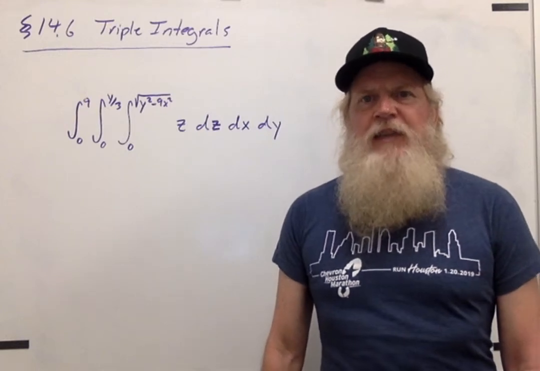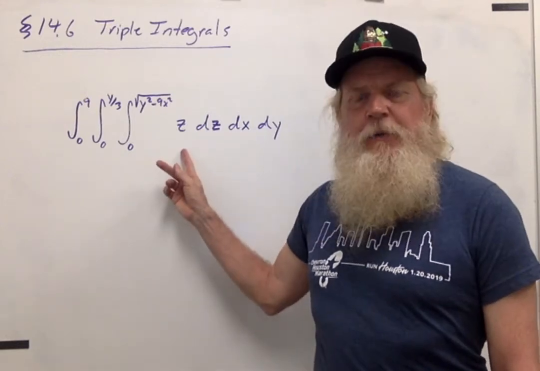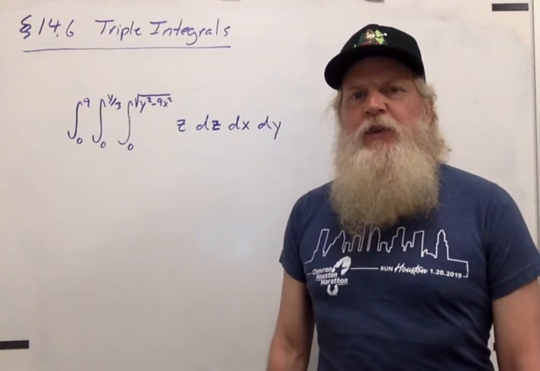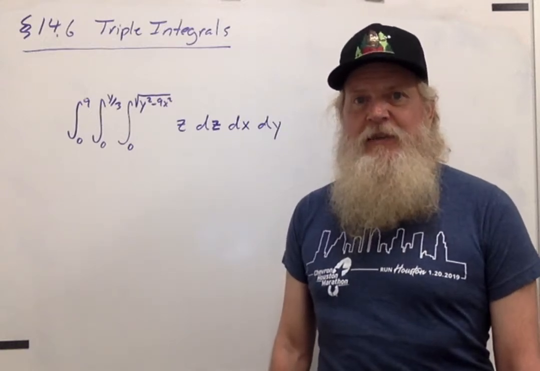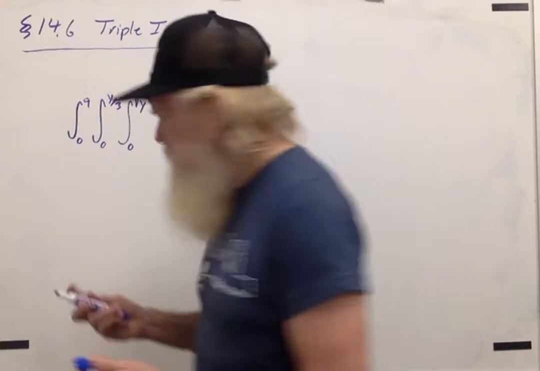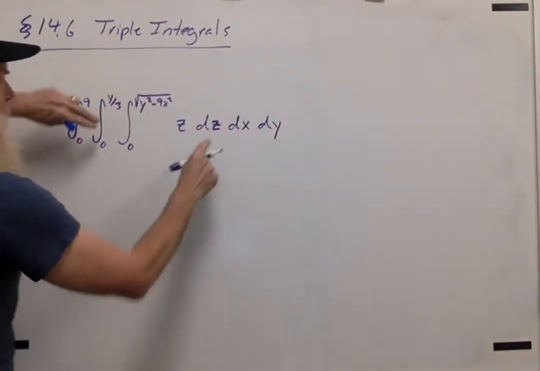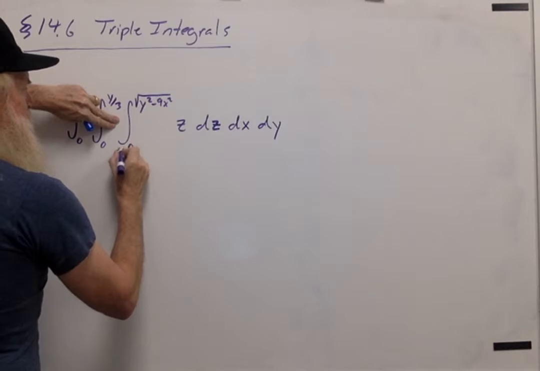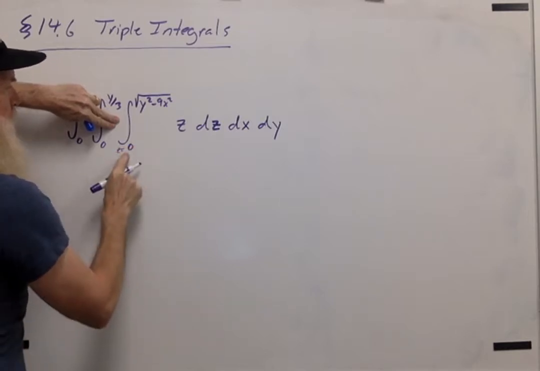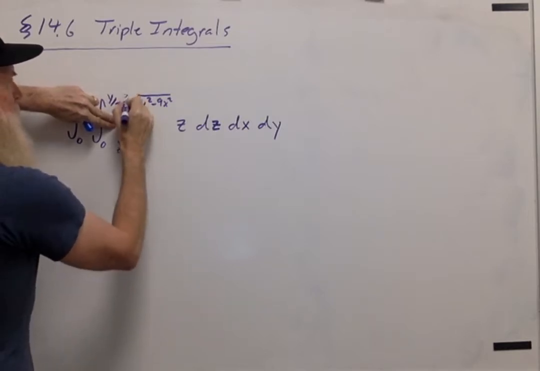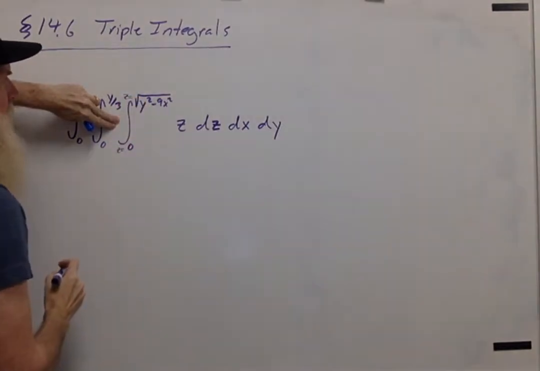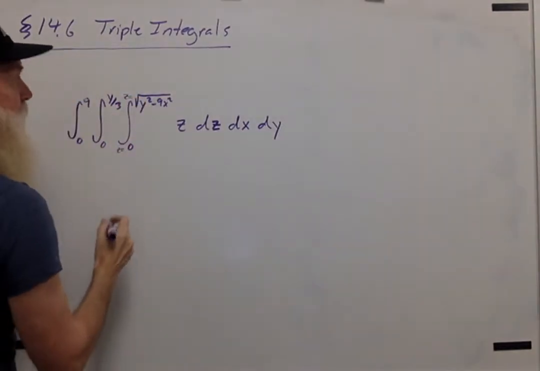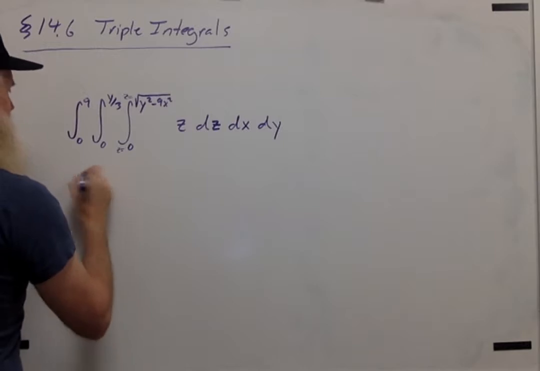Let's continue looking at the integral from the previous video, but this time let's see if we can figure out what the solid is in space that we're integrating over. To begin with, I'd like you to notice, looking at the inside bounds, that the solid we're looking at is bound below by z equals 0 and above by z equals the square root of y squared minus 9x squared.